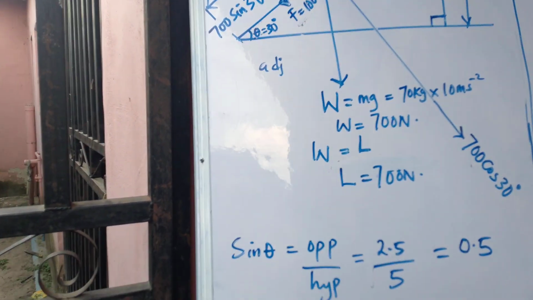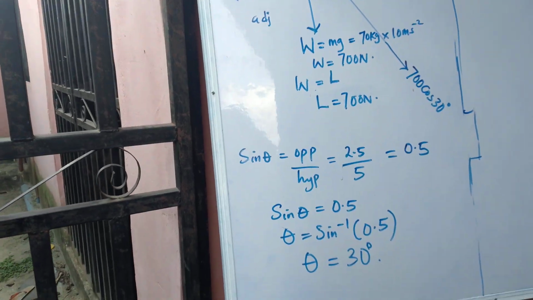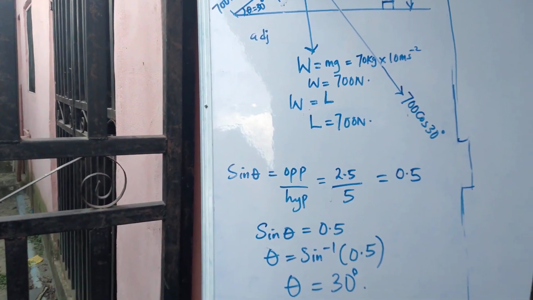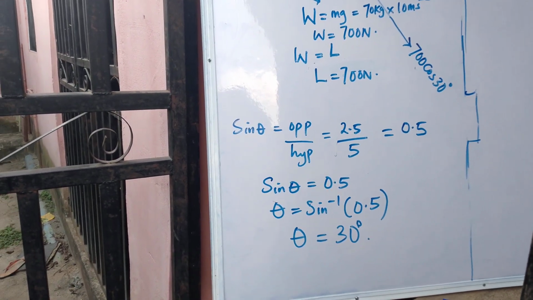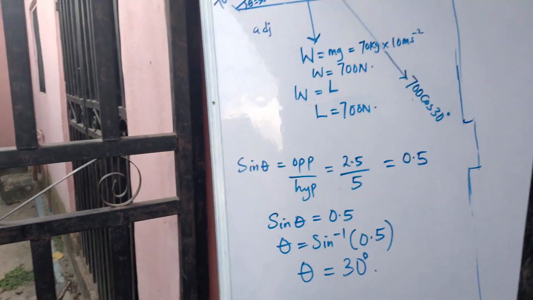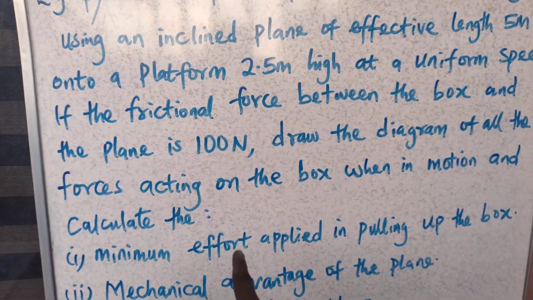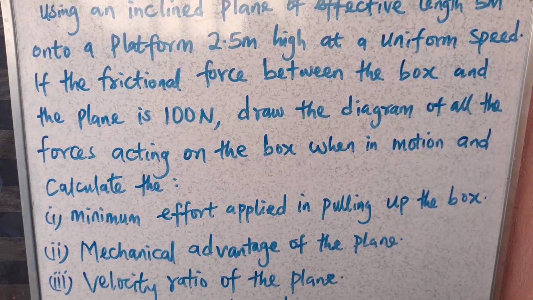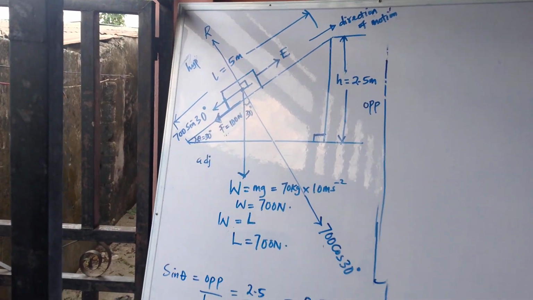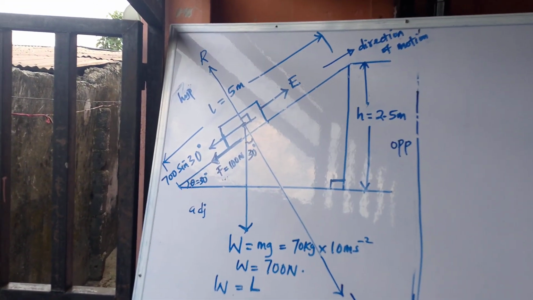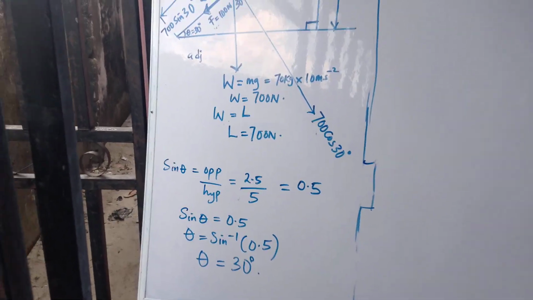All right. Now we have done the first thing, which is to indicate all the system of forces, and you also see how we obtained the angle of inclination, 30 degrees, using the trigonometric ratio sine of the angle. So we come back again to the question. It says draw the diagram of all the forces acting on the box when in motion. We have done that, we have drawn all the forces. Okay, so let's continue.